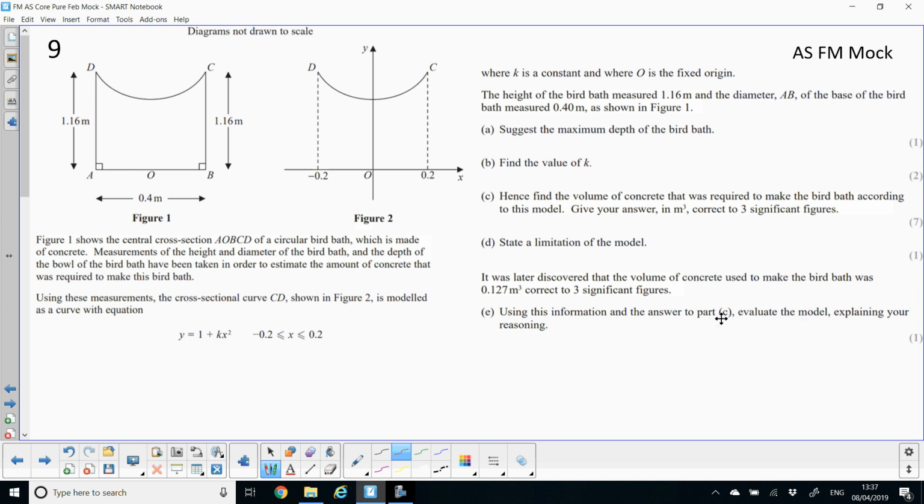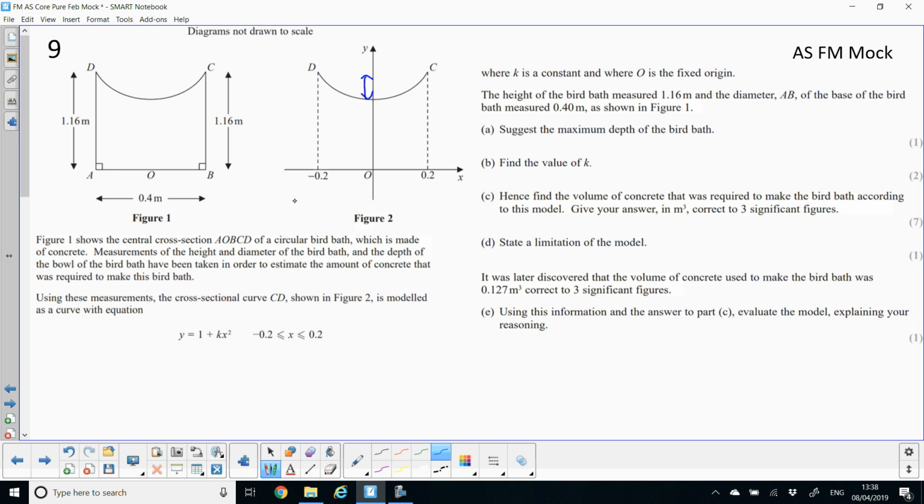Okay, volumes of revolution. Now these questions tend to be in context, so you're going to need to read what they're talking about. They give you a diagram, lots of words about the curve and what's happening, and some information. They start out wanting to know the maximum depth of the bird bath. They mean by that the maximum depth of the bath bit, how much water we can get in. Use that bit.